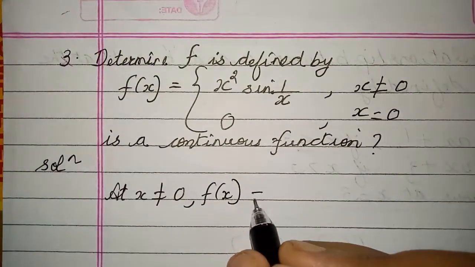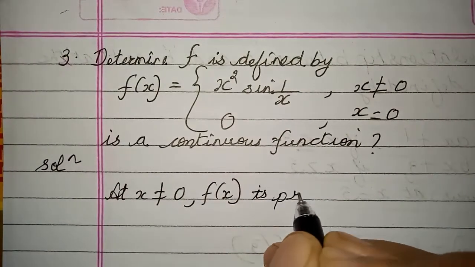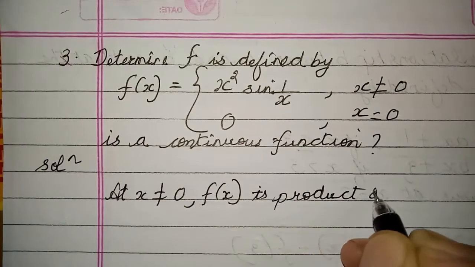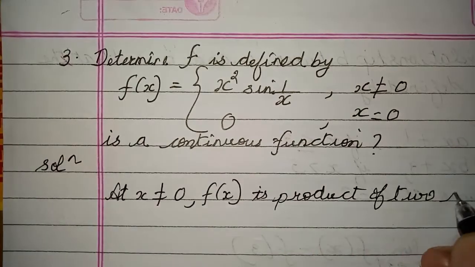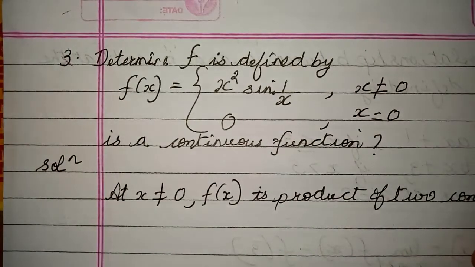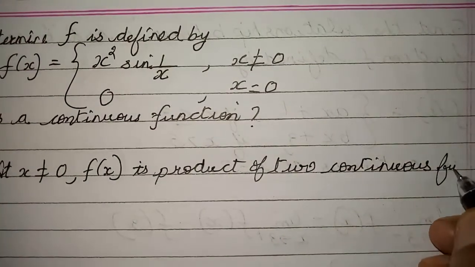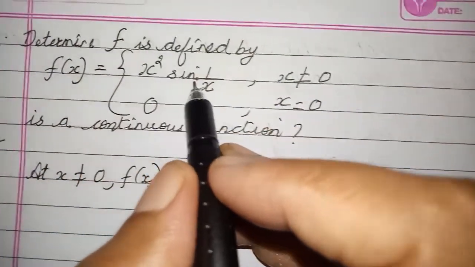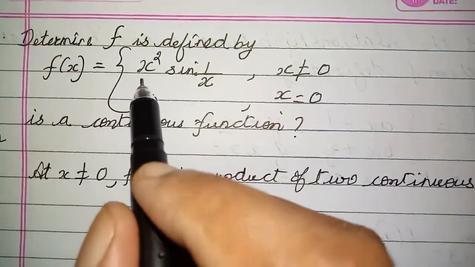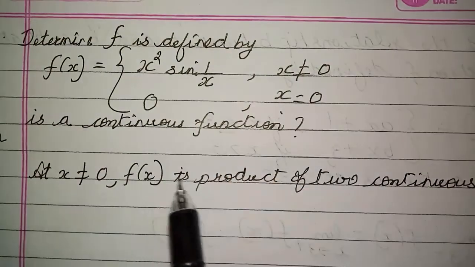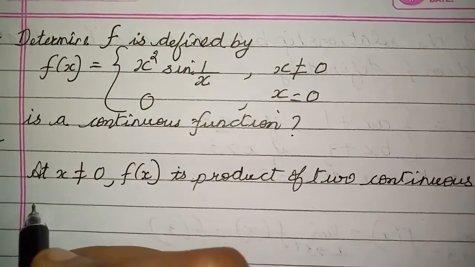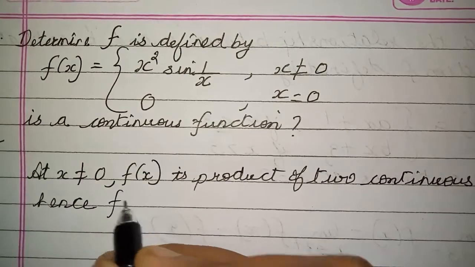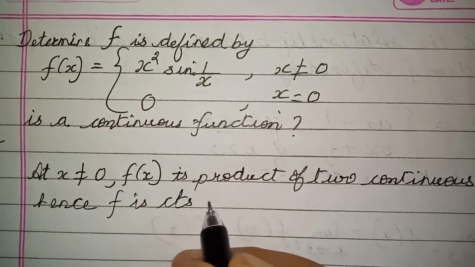f of x is a product, right? This is a product of two continuous functions. Yes or no? Yes. Why? Because x square is a polynomial function and sine is a continuous function. So a product of continuous functions is continuous. So f of x is a product of two continuous functions. Hence f is continuous. Okay.